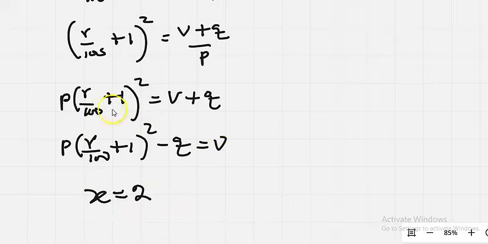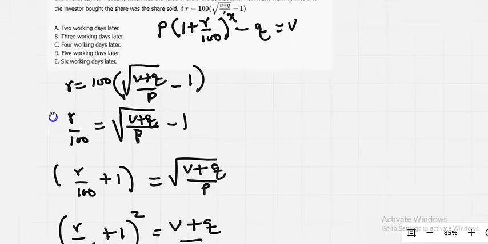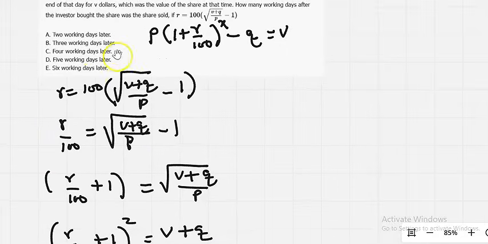Or they are asking for the number of days by which the value of the share became V. So since it dropped by Q dollars the next day, that means the total number of days will be 2 plus 1, and our answer will be equal to 3. So go to the options and pick 3 working days later.